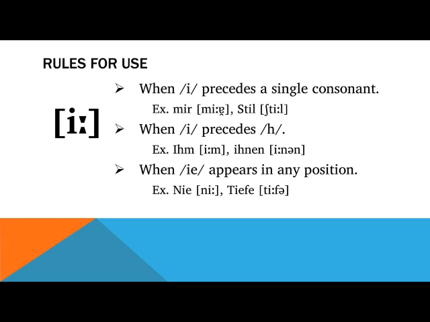Just so you know, when we write those dashes around the I, that's just a spelling of the word, whereas the brackets indicate the IPA, and so that's how we make the distinction here. So when the written I precedes a single consonant, when the written I precedes a written H, as in ihm, ihnen, and then whenever we see a written IE, and that can appear in any position, nie, tiefe.